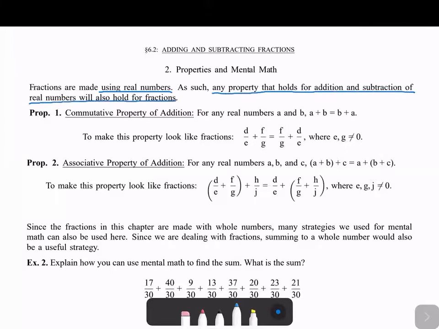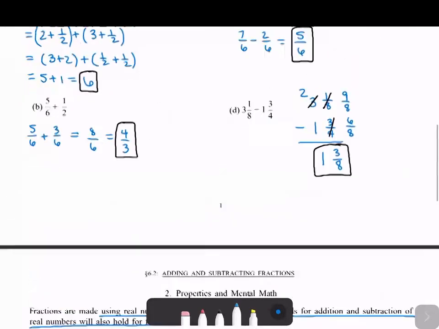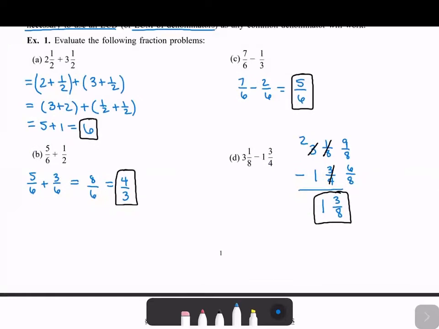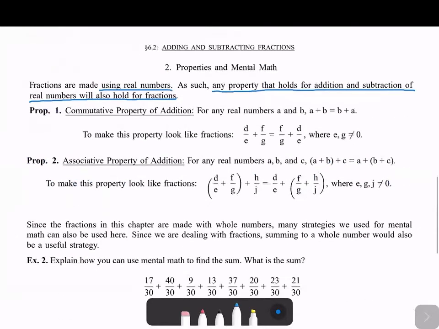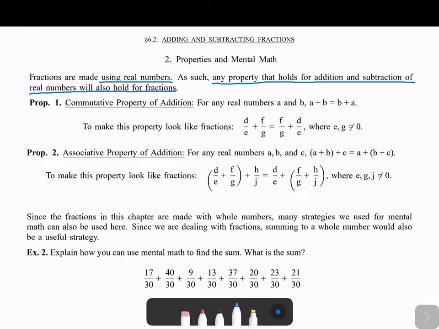And that's really nice because we've already talked a lot about the different properties for addition of real numbers, and those follow for addition of fractions. We've already mentioned these a little bit in the last video, that we reassociated and used commutative properties of addition to work with fractions. So we're just going to make that a little bit more formal now.